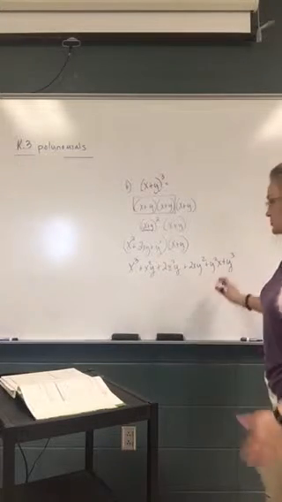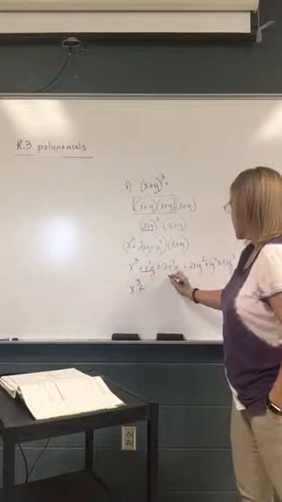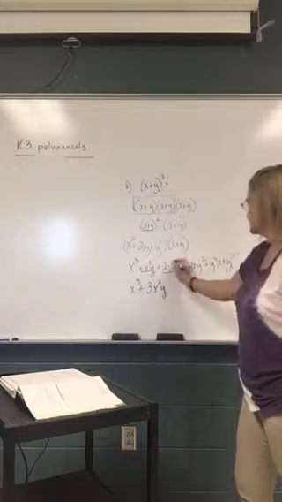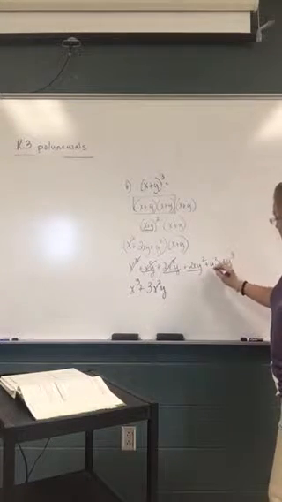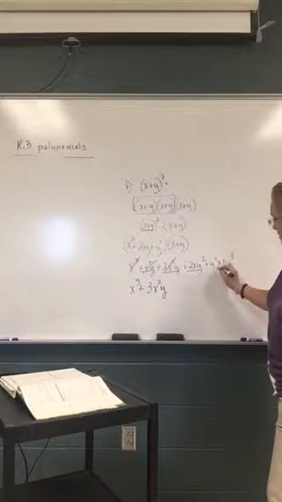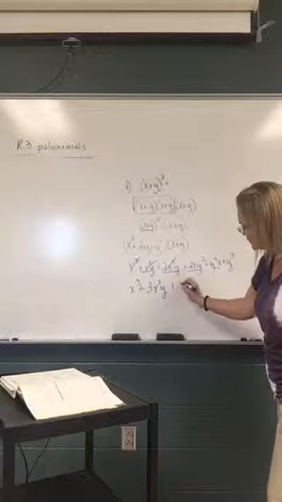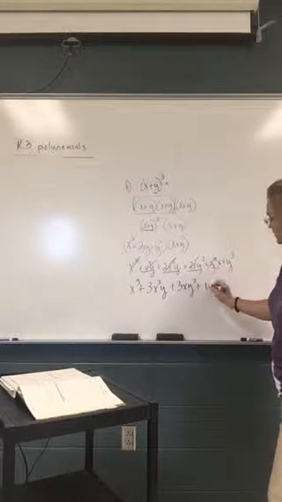Once you get all your terms, combine any like terms. x squared y and 2x squared y makes 3x squared y. 2xy squared, and you could turn that around, that's xy squared, just turned around order, but it's equivalent. So there's 2 and 1 makes 3 of those. And then lastly, the y cubed.